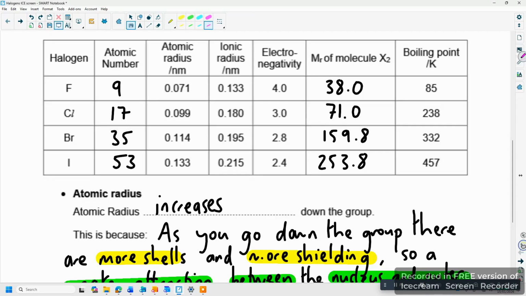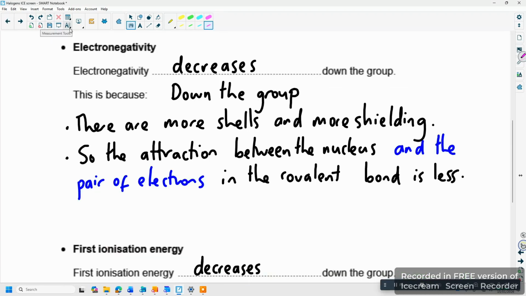So next we're going to have a look at the electronegativity of the halogens. And you can see that the electronegativity decreases as we go down the group. And electronegativity is the ability of an atom to withdraw a pair of electrons within a covalent bond. So our explanation for that needs to take into account the definition of electronegativity. So the electronegativity decreases down the group, and that's because going down the group there are more shells and more shielding, and the attraction between the nucleus and the pair of electrons in the covalent bond is less.